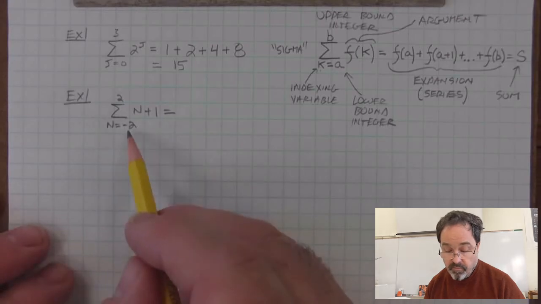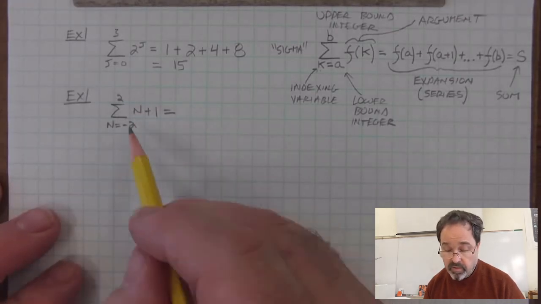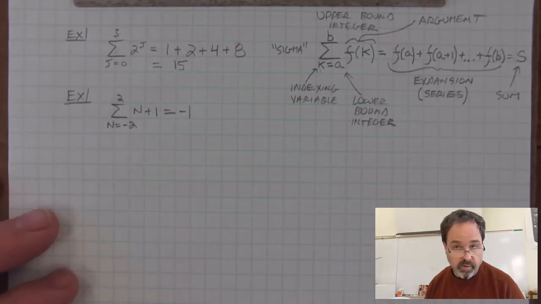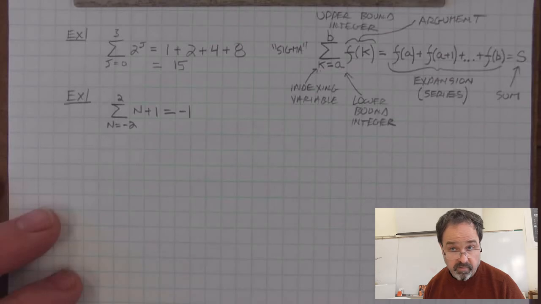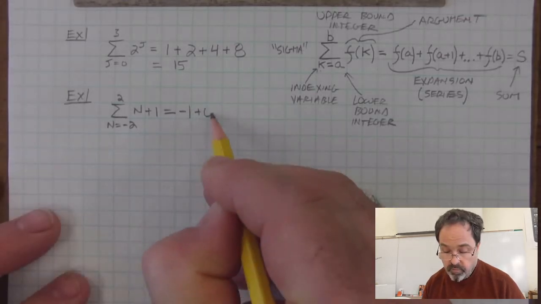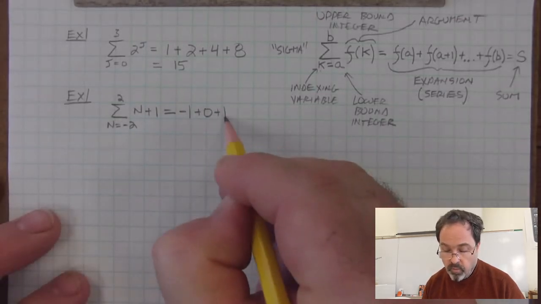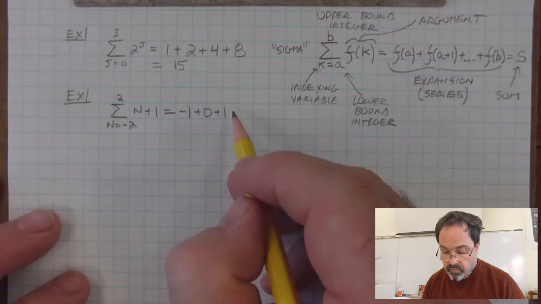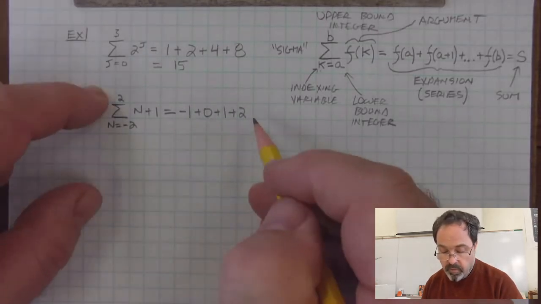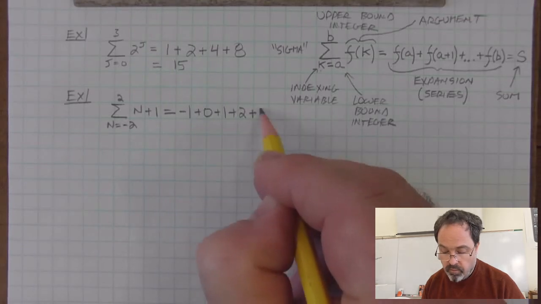In this case, the first value of n is going to be -2, and the first term in the series will be -2 plus 1, or -1. After using -2, I go to the next higher integer, which is -1. -1 plus 1 is 0, plus 0. Then I use 0 to get 1, 1 to get 2, and 2 is the upper bound, so the last term in the expansion is 2 plus 1, or 3.